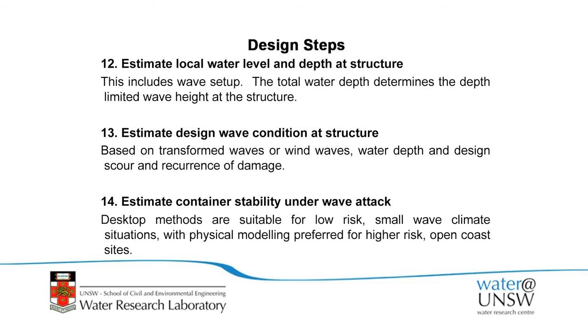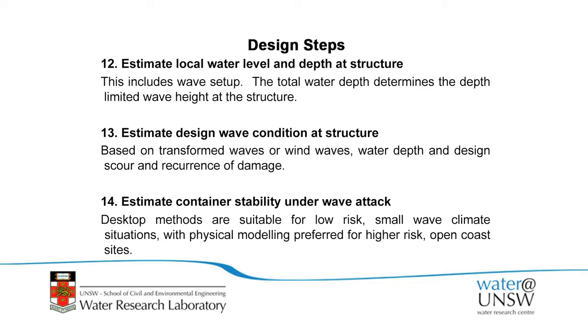So the next step is to estimate the local water level and the water depth at the structure. So we've already worked out our wave conditions and we've already made an estimate of the scour in front of the structure, but the local water level includes wave setup. And if you're not familiar with the term, I've got an example of it soon, but because of the waves coming in, the water level in the surf zone actually rises up compared with what it would be on a tide gauge. And that water level is very important because it determines what the maximum wave height is that can actually impact on our structure. So once we worked out a local water level, we then work out the design wave condition at the structure.